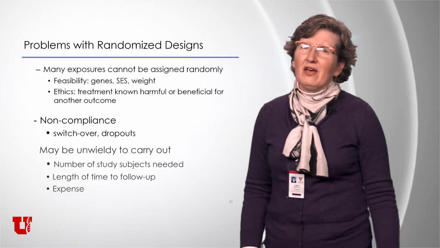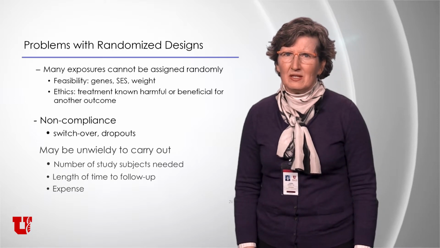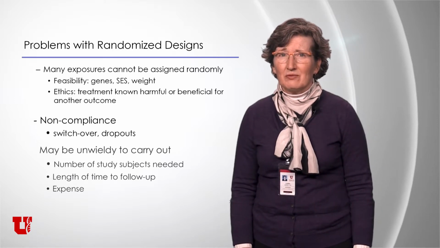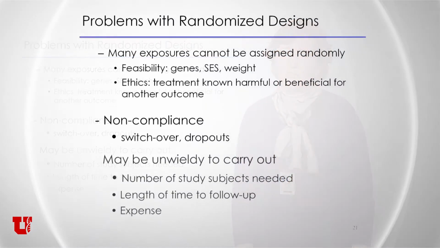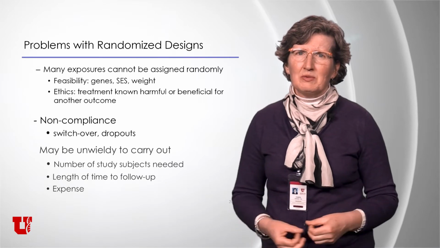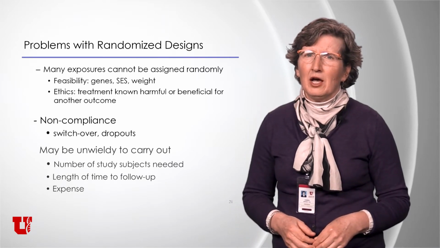Another reason why some exposures cannot be assigned randomly is ethics. If a treatment is known to be harmful or beneficial for another outcome, if a certain drug is known to be very useful for people with a severe condition, you can't really randomize them to get it or not get it in order to know some other secondary effect of that treatment. You would need to go to an observational study for that.